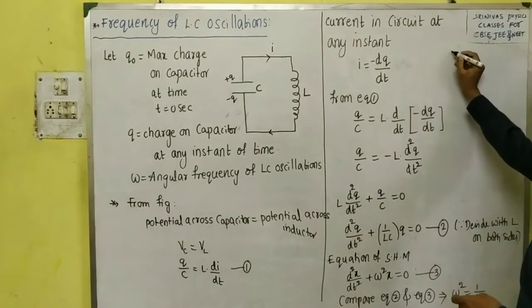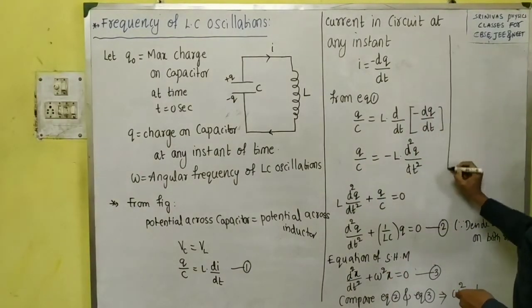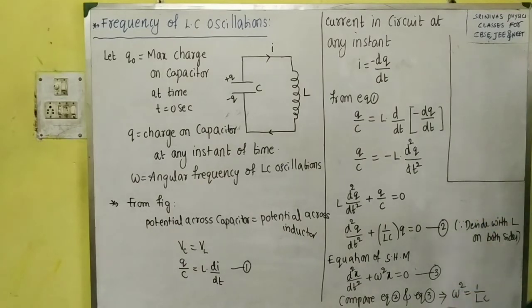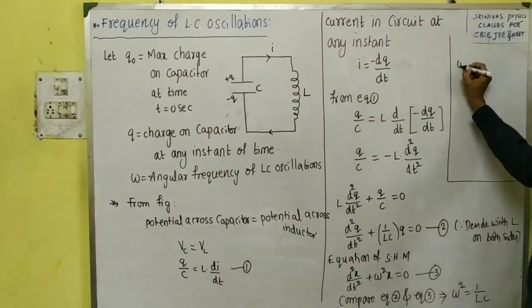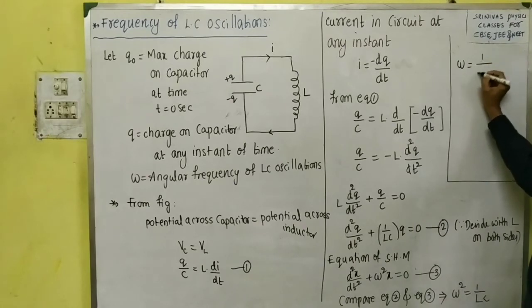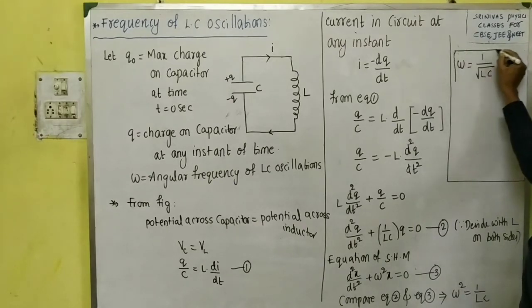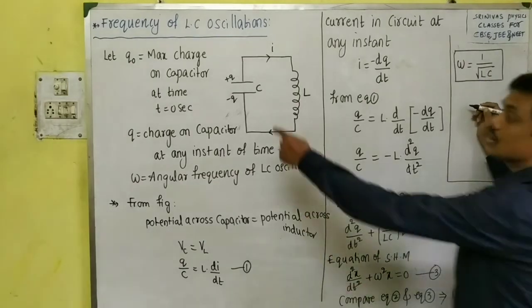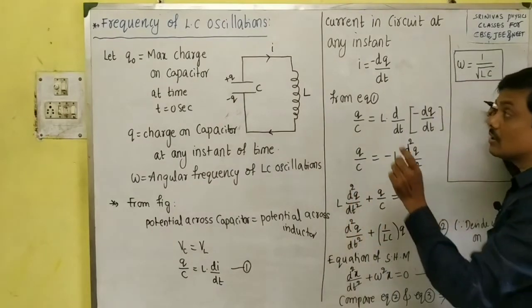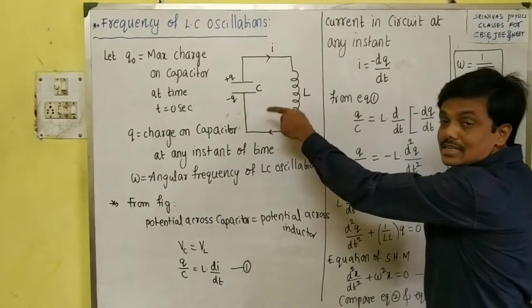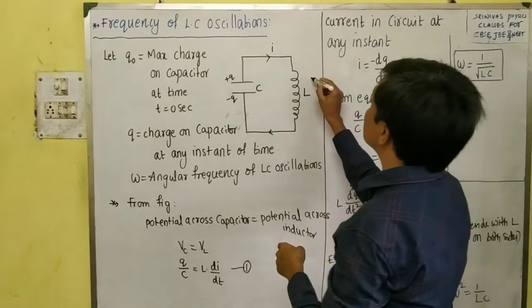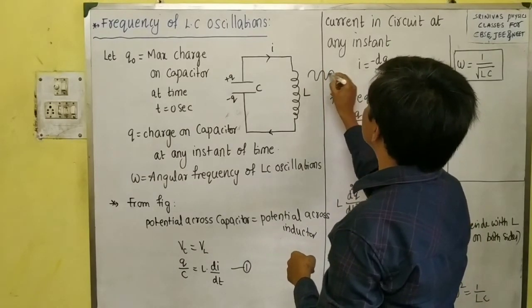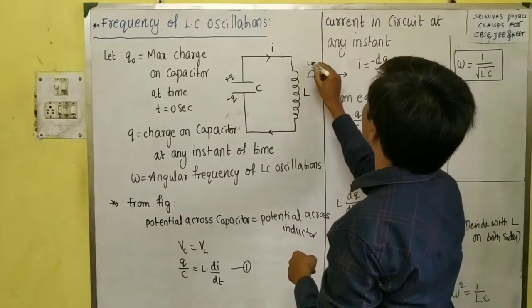Then the next step is omega equal to 1 by root LC. This is the frequency of LC oscillations, the frequency with which charge oscillates in LC circuits. With whatever frequency the charge oscillates in the LC circuit, with that frequency the EM wave will be generated.